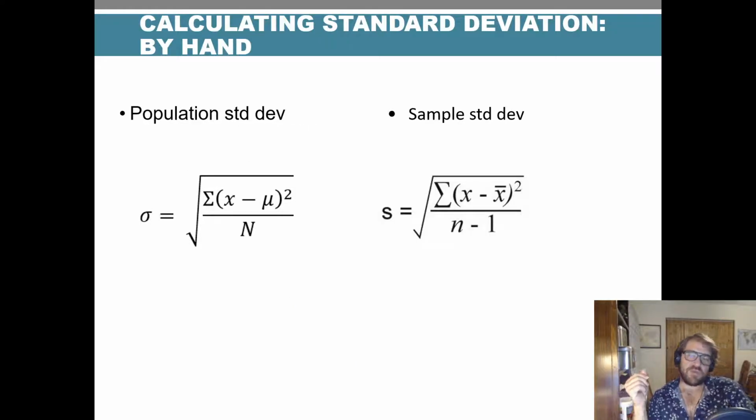Okay, now we're going to talk about calculating the standard deviation. There is a difference here. With everything else that we've talked about, it's pretty much the same. Population or sample, it's pretty much the same. But we're actually getting into the area where we're going to see some differences. So take a look at the left. This is the population standard deviation.